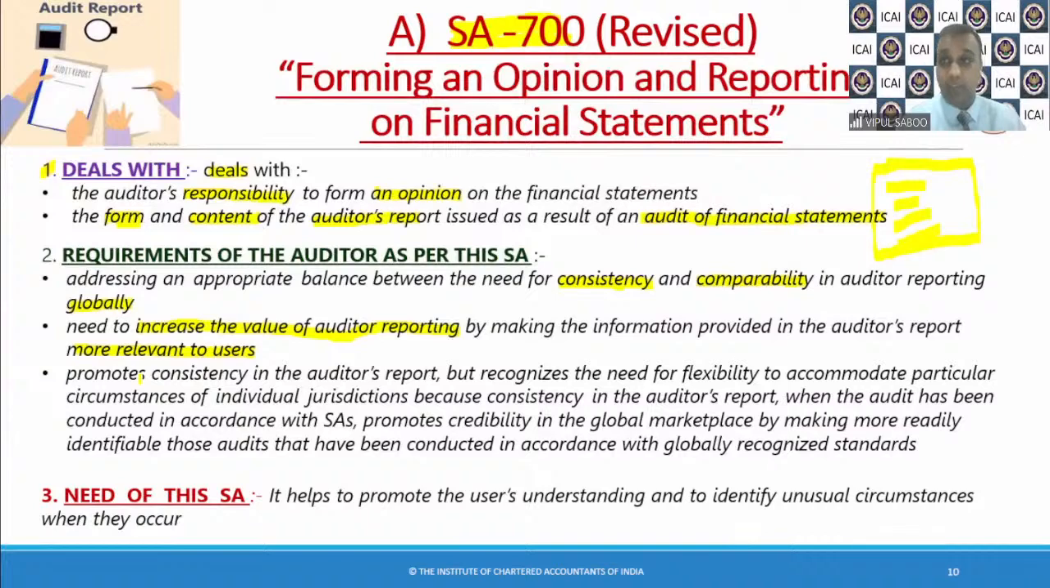So this particular standard thrusts upon these things, promotes consistency in the auditor's report and recognizes the need for flexibility to accommodate special circumstances. Because when the audit is conducted in accordance with standards on auditing, it promotes credibility in the global marketplace by making more readily identifiable those audits that have been conducted in accordance with the globally recognized standards.